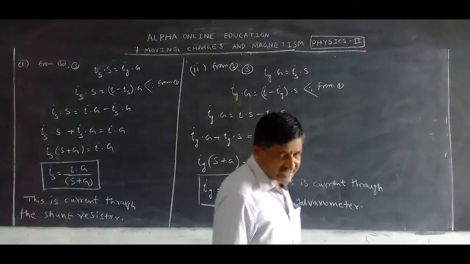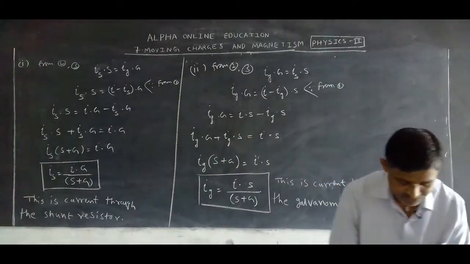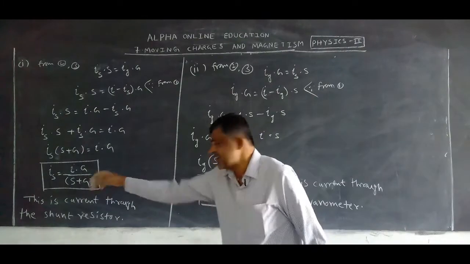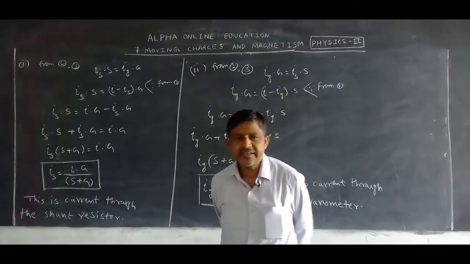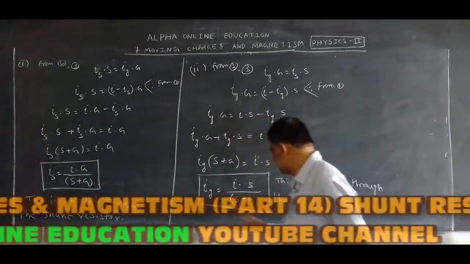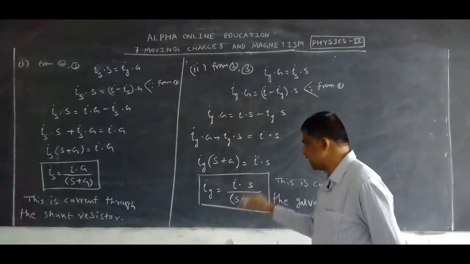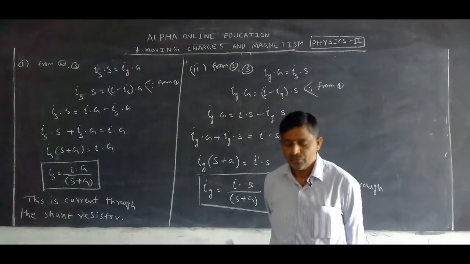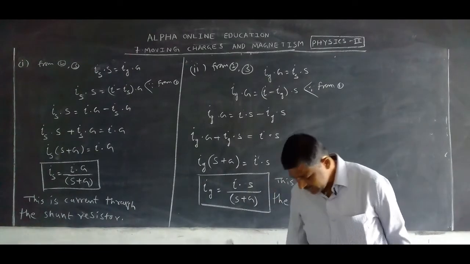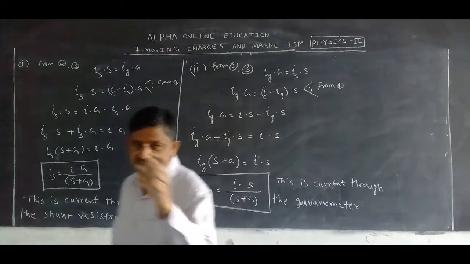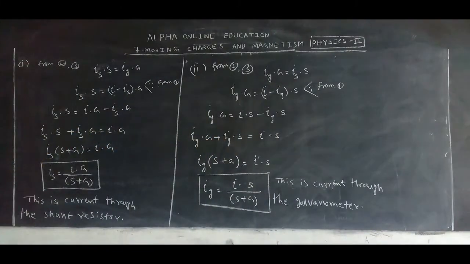Okay. Now what is the current through the shunt? The current through the shunt is Is = I G by (S + G). Now what is the current through the galvanometer? Ig = I S by (S + G). This is about the shunt resistor and the shunt principle. From the shunt principle, we calculate the current through the shunt resistor as well as the galvanometer.